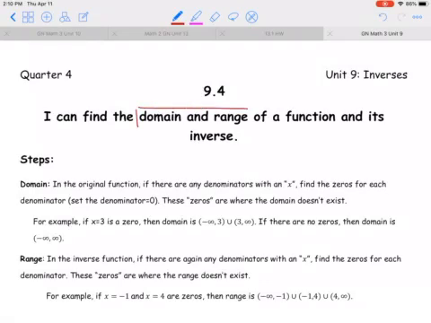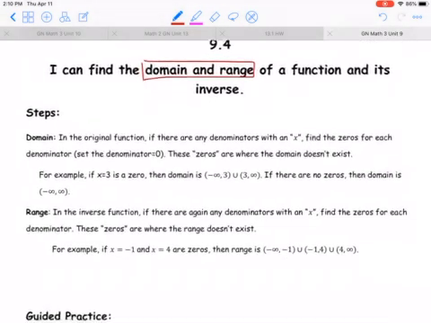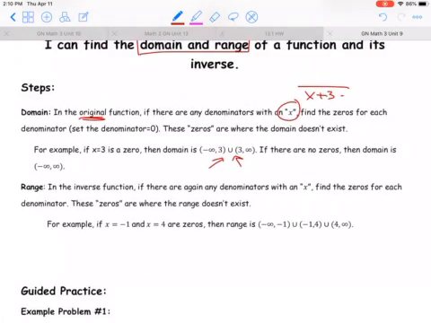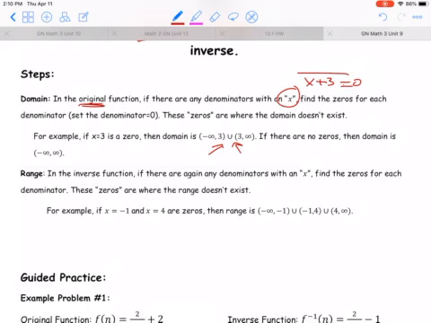9.4 is going to look at domain and range of inverses, looking at the function and how to get domain and range. So just looking at our original function gives us the domain of it. We look for denominators, and if there's x's there, x is in the denominator, like x plus 3, we're going to have something interrupting our domain. And you just do this equals 0 and solve it to get that number. If it's none, then you just do infinities.